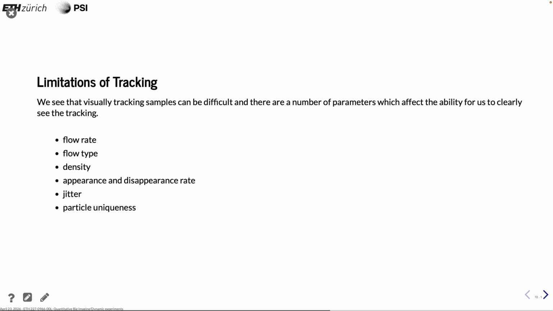And of course, we also have the other limitations. We have the flow rate, we have flow type, we have density of items, and so on. Also particle uniqueness. It's much easier to have items that have very distinct, unique shapes than if you just have, like in the snowfall, only round objects. Maybe they're changing shape, size a bit, but the more uniqueness you have in the particles, the easier it is to track, because then you can add that also into the a priori for the selection.